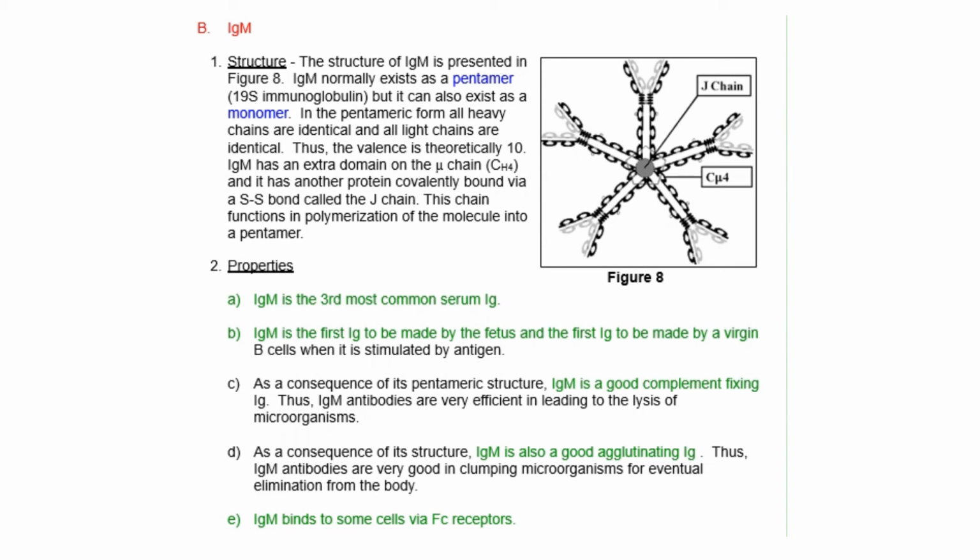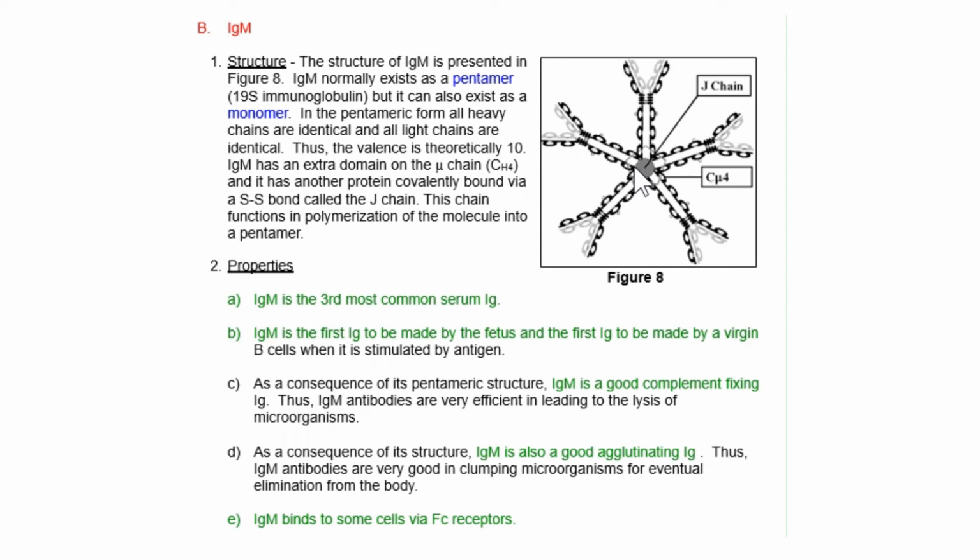We know the valence is at least 2 for each immunoglobulin. We can consider this pentamer as 5 immunoglobulins with 2 each, so we consider its valence to be 10. IgM has an extra domain in the mu chain, constant heavy 4, and it has another protein covalently bound via a disulfide bond called the J chain, the junctional chain, that will link all the structure together by polymerization. What are the properties?